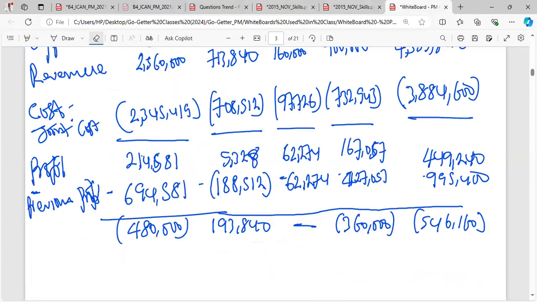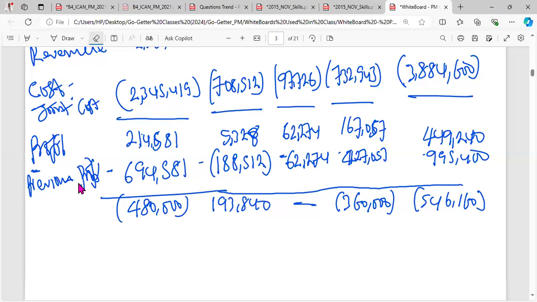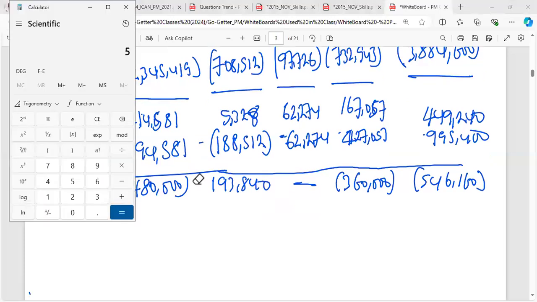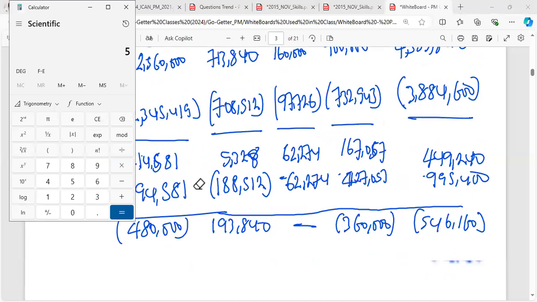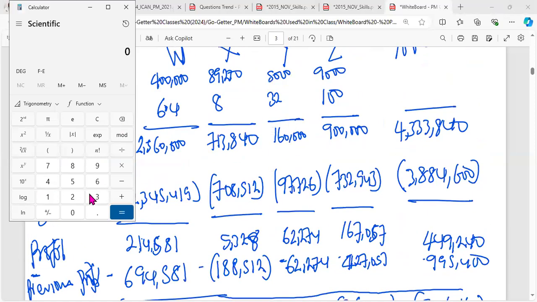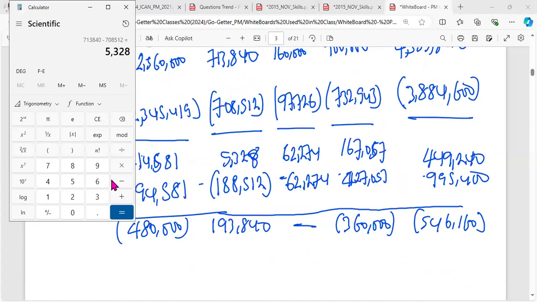Then we have 5. Okay, we have 713,840 minus 708,512,5328 minus 188,512, and I put the minus here, becomes a plus. That makes it 193,840.